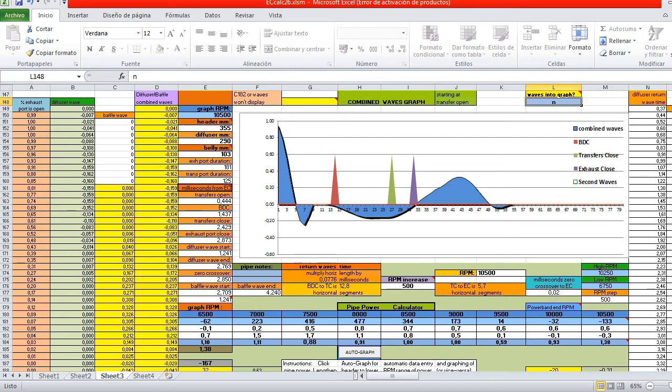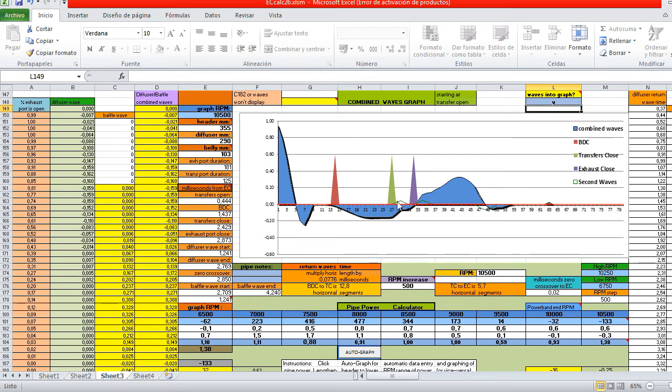So if you find it mind-bending, just keep your nose to the grindstone. It'll bend your mind until your mind conforms to the truth. So right now we're looking at the primary waves, the diffuser wave and the baffle wave. And the latest EC Calc is able to incorporate the secondary waves.